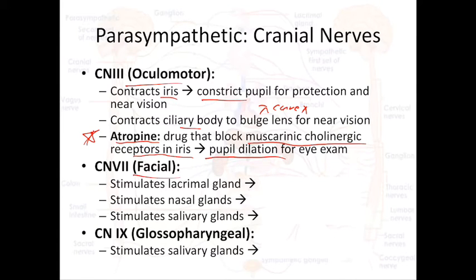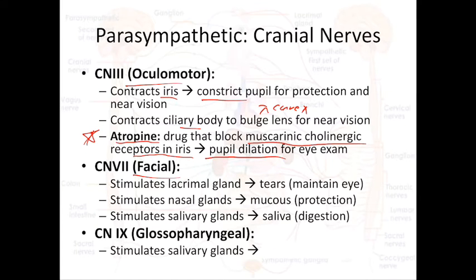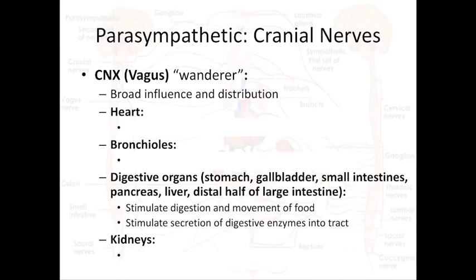Okay, so the facial nerve stimulates the lacrimal gland, which causes tears, stimulates the nasal gland for mucus, and the salivary glands for digestion. Cranial nerve 9 stimulates the salivary glands again for more saliva. Okay, the vagus nerve has a very broad influence. It's called the wanderer, and it distributes all over the body and the heart.